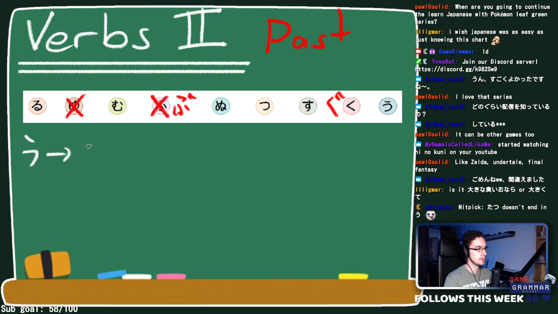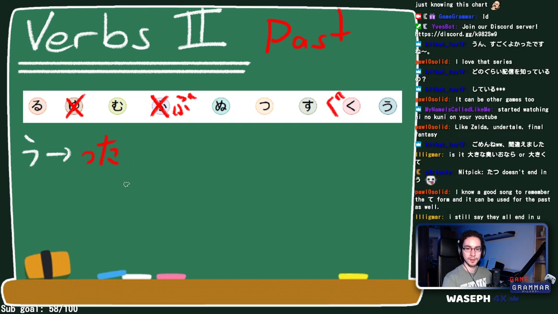U will become small tsu plus ta. Remember, these are all going to be ending in ta. Doesn't tatsu end in u? Wait, what? I know a good sound to remember. Yeah, there's like a song for that. I don't have it linked here, but if you can find it, feel free to post it in chat. U will become ta. So if you have something like 違う, it would be 違った, right? Yeah, 違う, 違った.